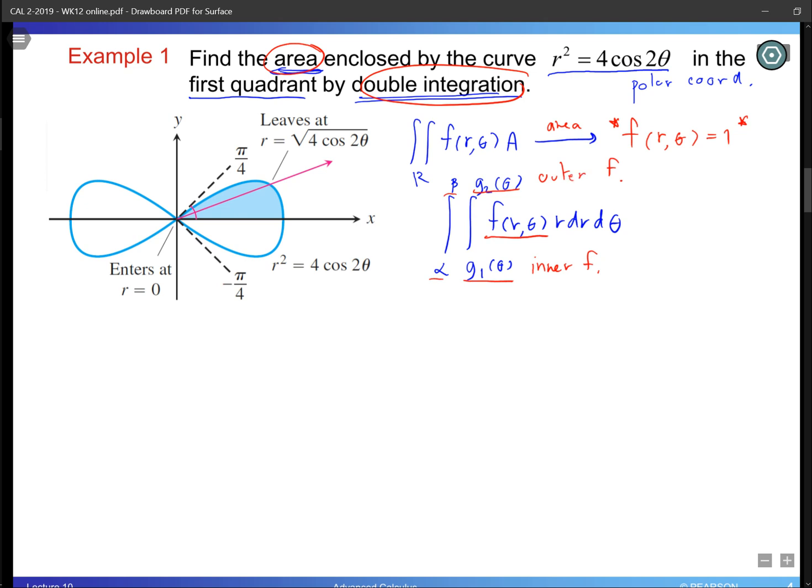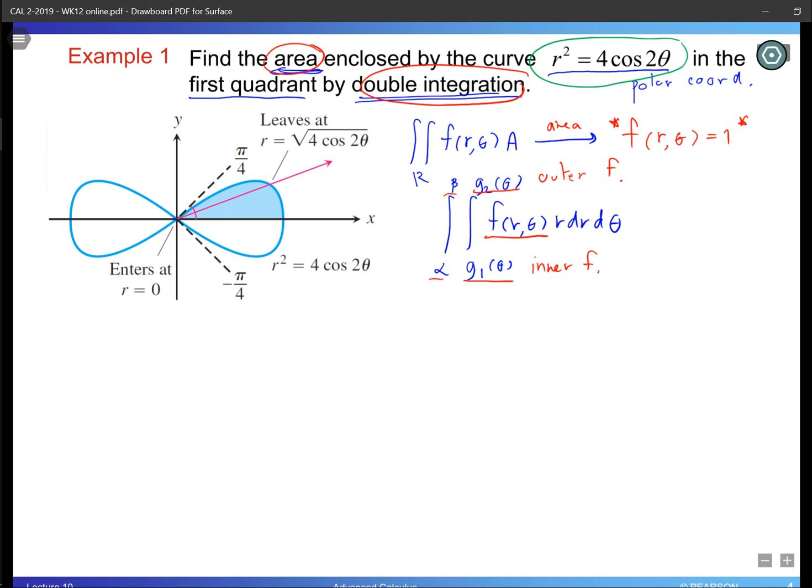Well, in order to find all these 5, you need to draw the diagram. Without the diagram provided in this example, it's kind of hard to know what kind of shape this is. R squared equal to 4 cosine 2 theta. For this kind of problem, they are supposed to give us the diagram to continue. Now, with this diagram provided to you, you can start by finding out about all these 5 terms.